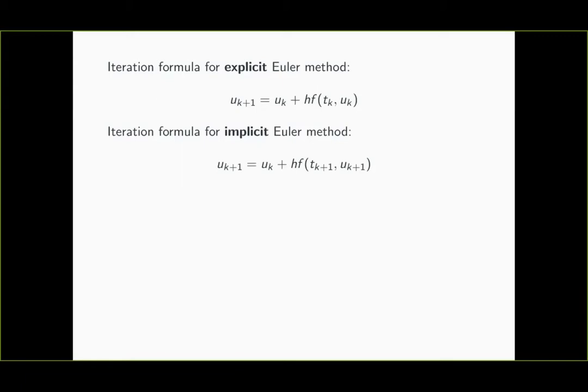Explicit Euler method in this context is just a different name for what we have called the Euler method so far. This is only to contrast the normal Euler method more explicitly from the implicit Euler method.